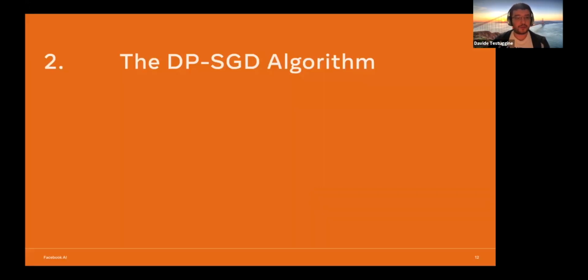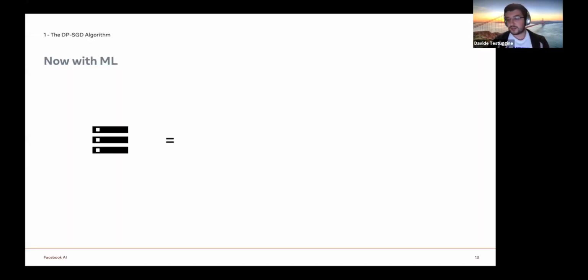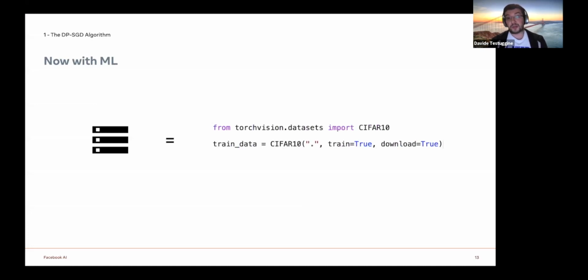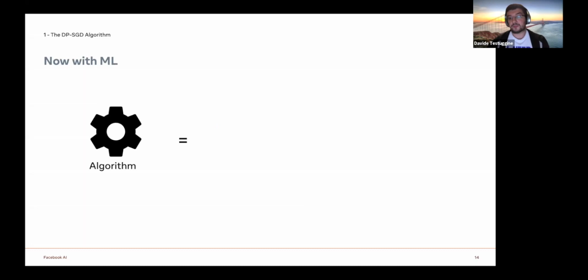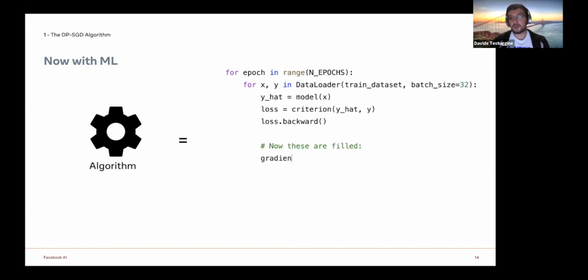With all this out of the way, let's talk about the DP-SGD algorithm. So let's do this again. We've seen these icons before. If we are in, for example, PyTorch land, data can just be a data set, for example, one from Torch Vision. What about the algorithm? So DP-SGD deals with private training. Our algorithm is actually going to be training a machine learning model. If you have played with PyTorch or TensorFlow before, you have probably written many of these.